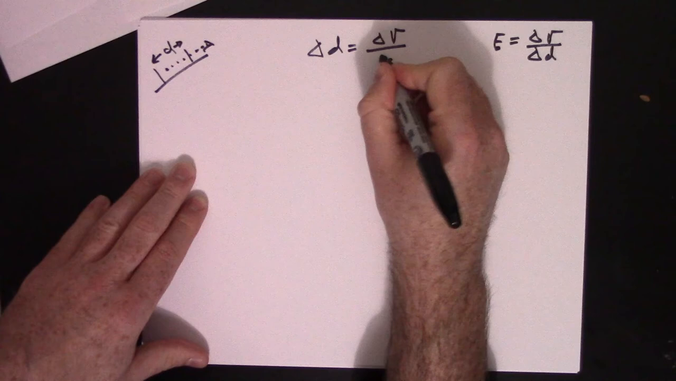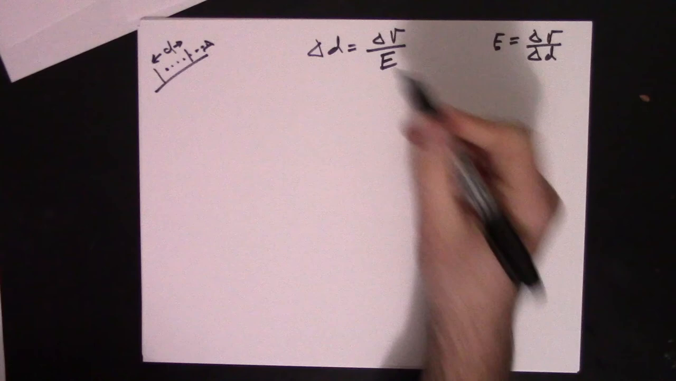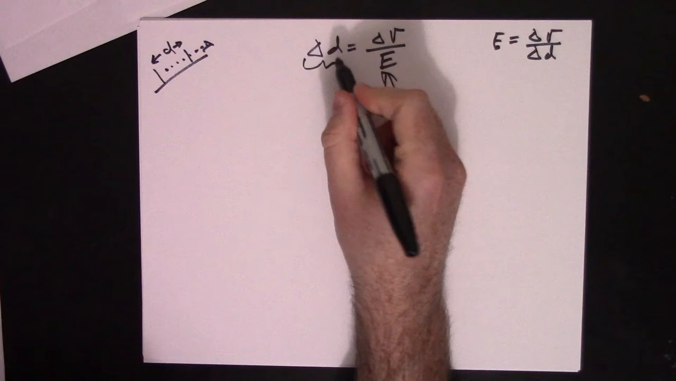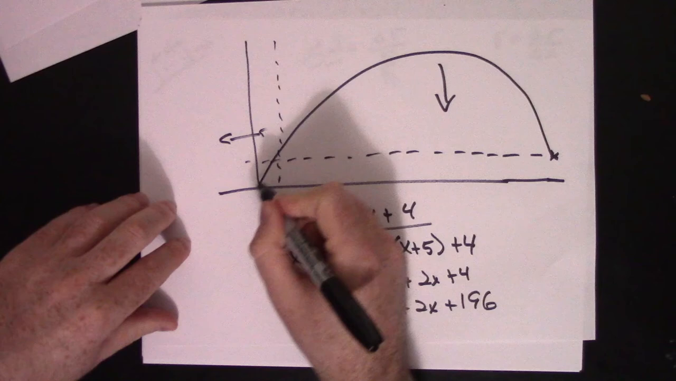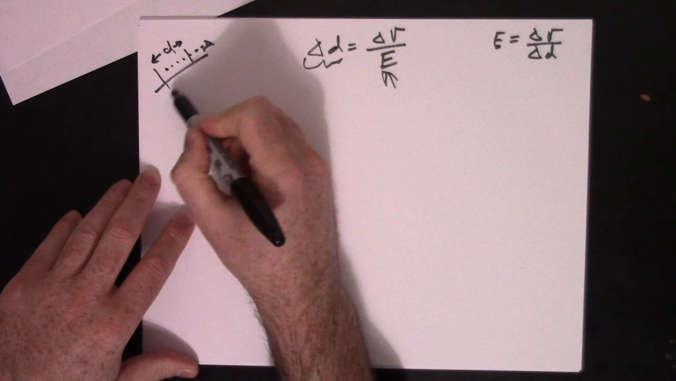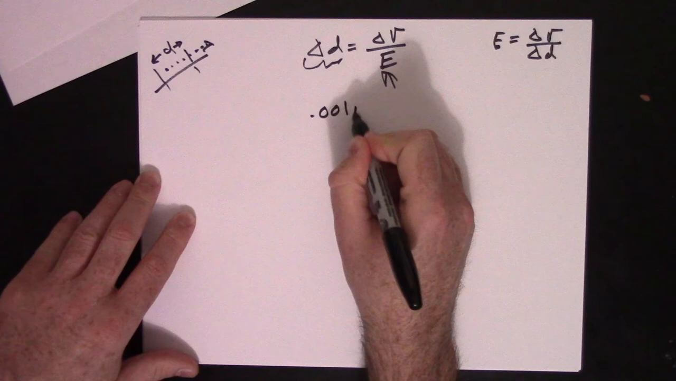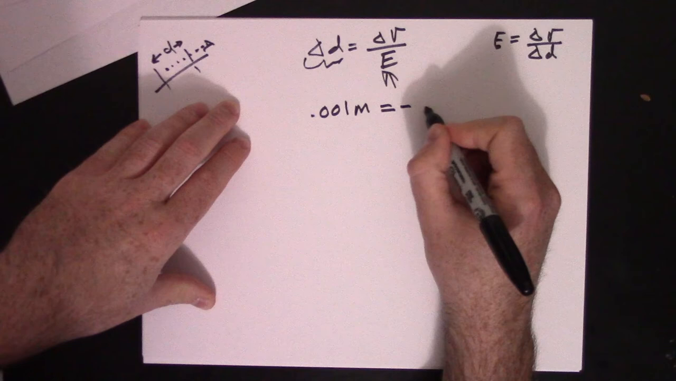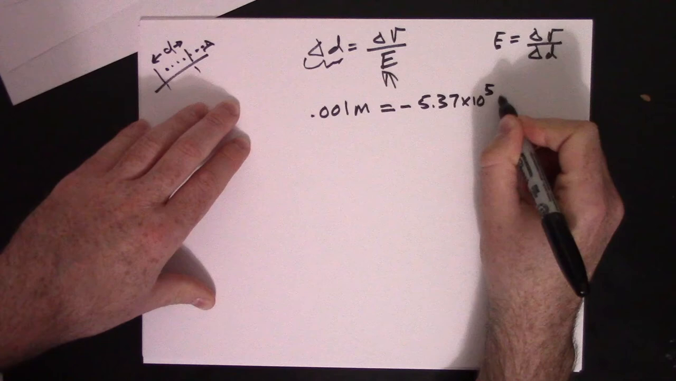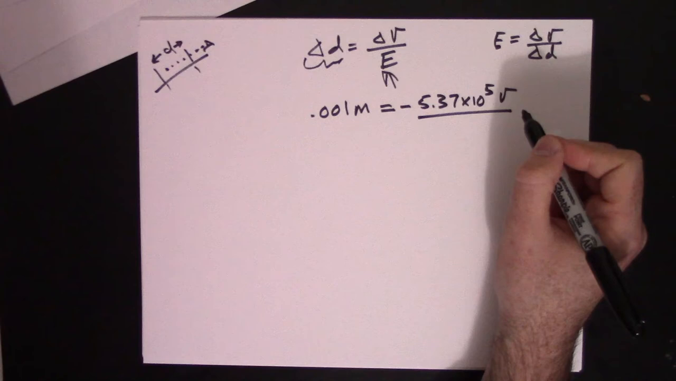Okay, here's the part that is a gift. E can be anything, anything at all. So if we want our delta D to be really, really small and not relevant particularly to the beginning of our graph, we don't want it to be up here. We want it to be more or less at the origin. We can choose a really small distance between the two plates. I'm going to choose 0.001 meters equals the voltage that we just figured out over E.